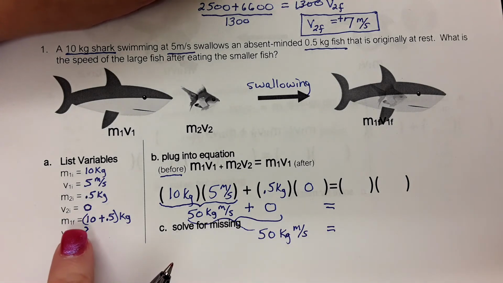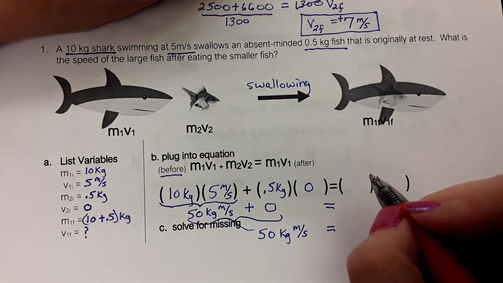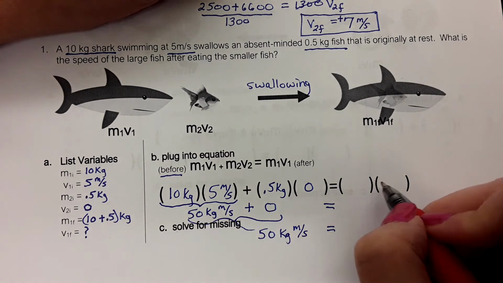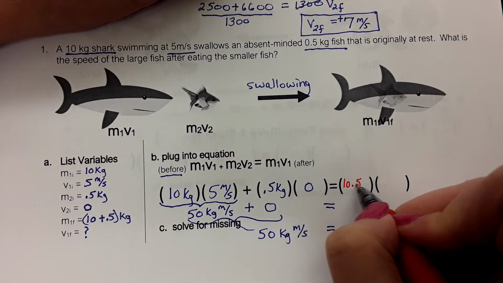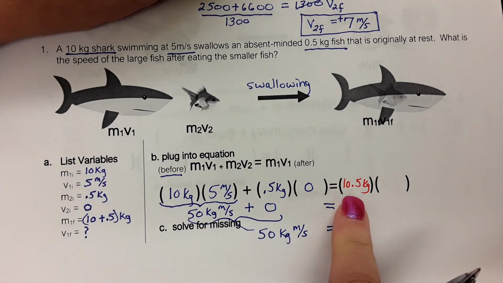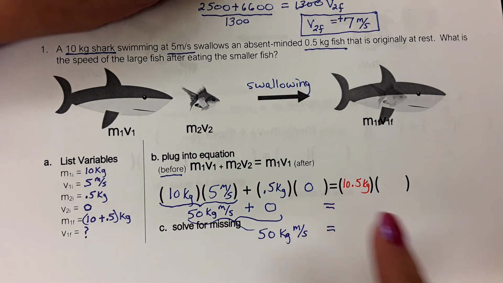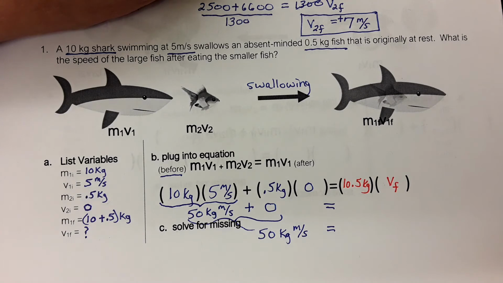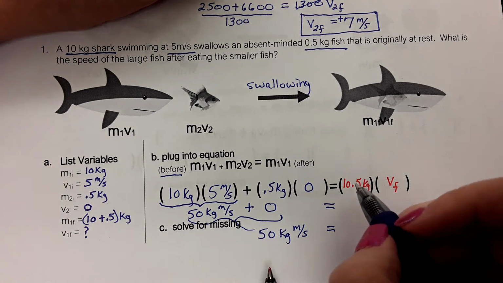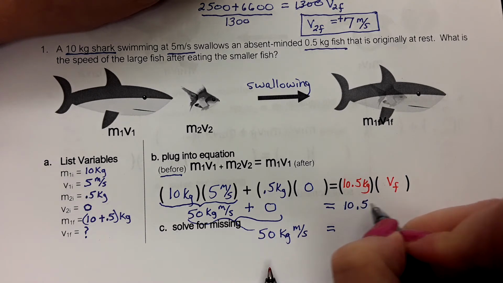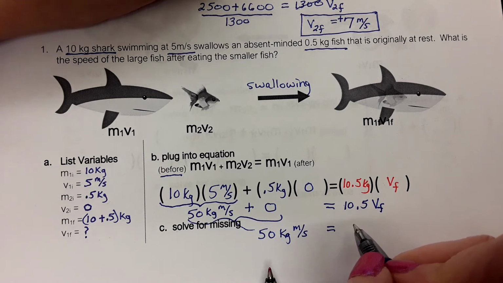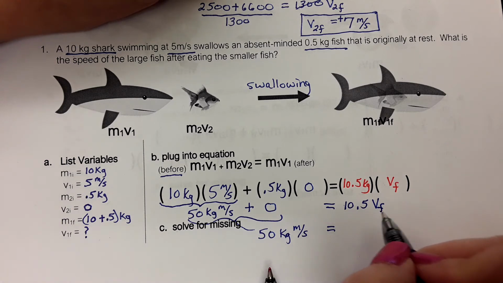Let's see what we've got. After collision, the two are together. So we have 10 plus 0.5, that would be 10.5 kilograms, wouldn't it? The little fish is inside the shark, and we want to know what is their final velocity. Okay, well, all we have now is just 10.5 times the final velocity. All right, now, how are we going to get VF?